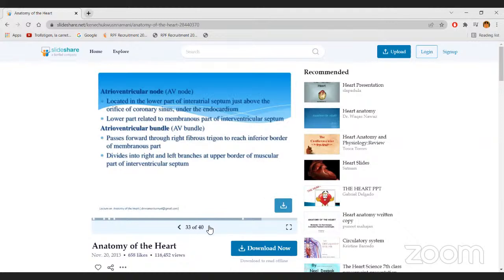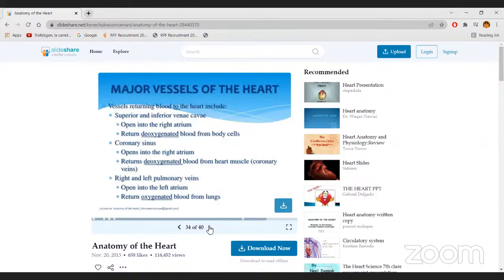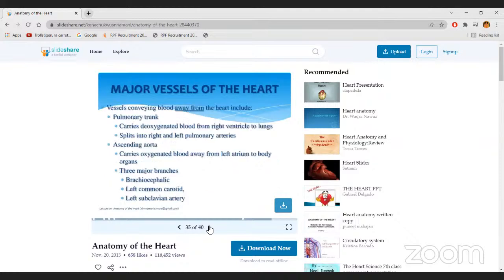The next one, major vessels of the heart. The vessels returning blood to the heart include the superior and inferior venae cavae, which open into the right atrium and return deoxygenated blood from body cells. The coronary sinus opens into the right atrium and returns deoxygenated blood from the heart muscle's coronary veins. Right and left pulmonary veins open into the left atrium and return oxygenated blood from the lungs.